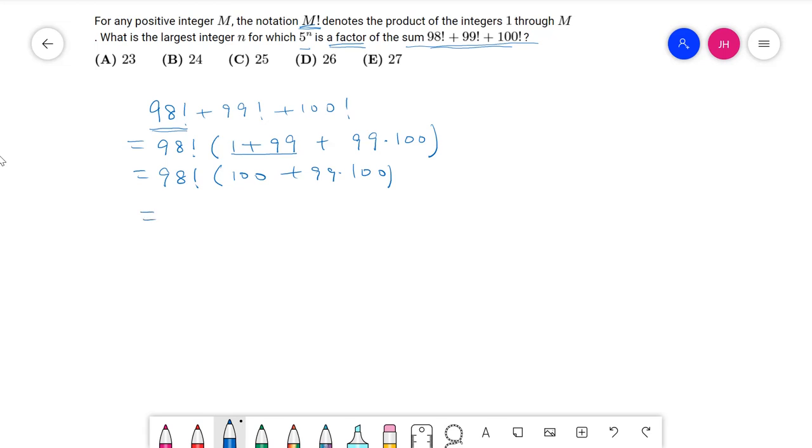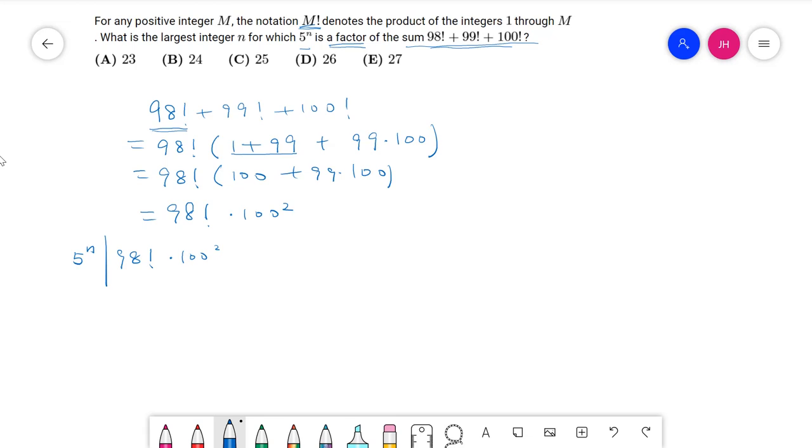Good. So this equals 98 factorial times 100. And after we factorize this 100 out, we have a 1 plus 99 left. Therefore, we have another 100. So let's put it 100 squared. Good. So now we need to find the largest n so that 5 to the n is a factor of this.